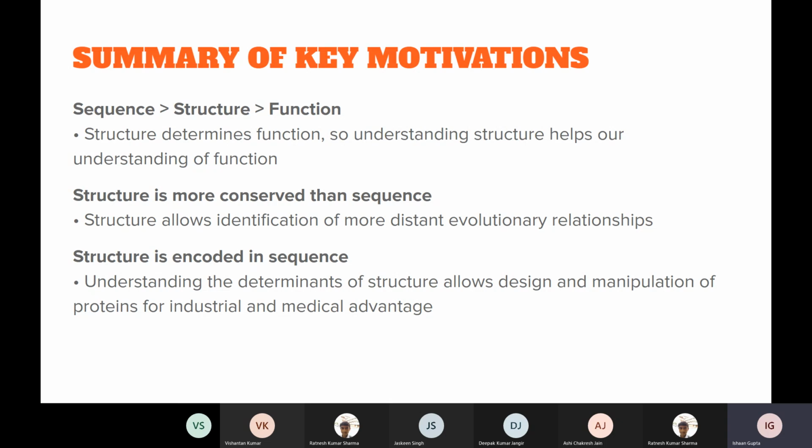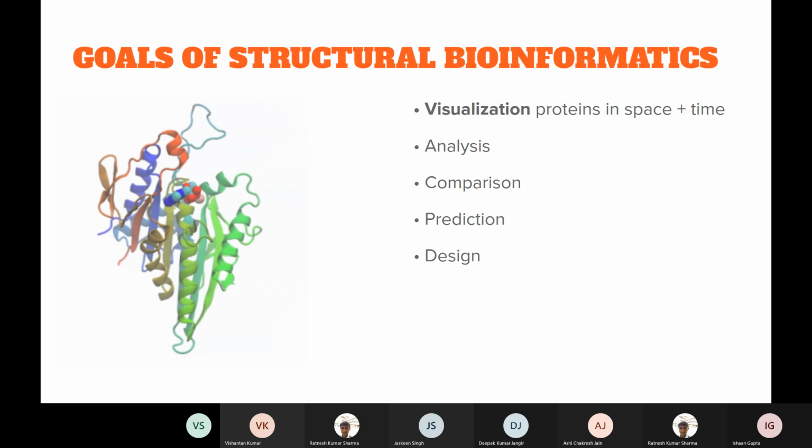So those kinds of things you can understand once you have the structure. Okay, so I can actually talk about those things. The first thing to do for any of these things that I described is to actually visualize the protein. And you can visualize the protein in space and time. And this is one example of how a protein looks.